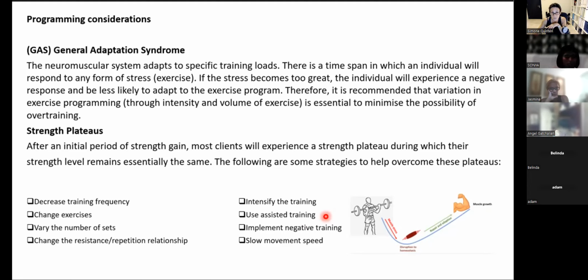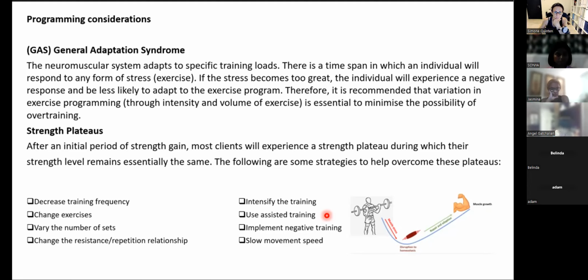Use assisted training. That means you spotting them, so give them a heavier weight that they usually couldn't do alone. Or maybe you let them do a forced repetition. That means on the last rep, they are tired, they don't want to do it, and I say, hey, come on, I help you. So you're just going to spot them a little bit to do one more.